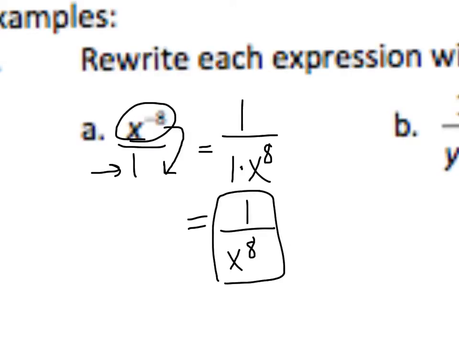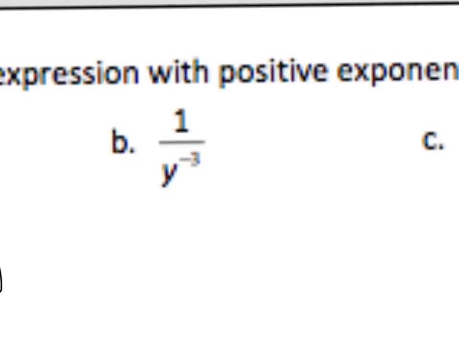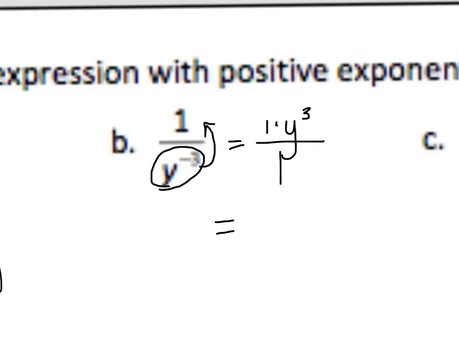Okay? All right, moving to b. Again, we've got the 1 on the top, y to the negative third on the bottom. The 1 is fine. The y to the negative third needs to change. So it needs to go to the top, cross the fraction bar, and become positive. And now again, what's left on the bottom? Oh, there's nothing left. But wait, there's a 1. So there's always something left when you've moved everything around. And I'm going to simplify this. 1 times y to the third is just y to the third.